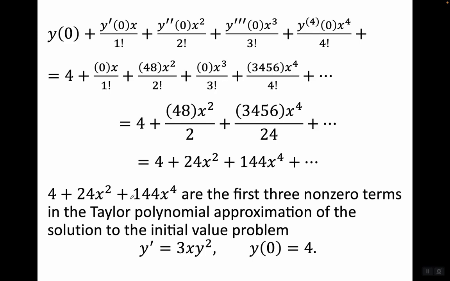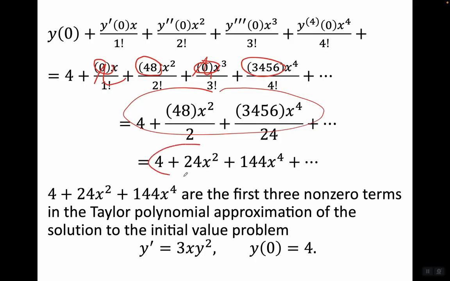So y of 0 was 4, y prime of 0 was 0, y double prime of 0 is 48, y triple prime of 0 is 0. Still don't have 3 non-zero terms. Oh, and we're done. So this is going to be our third non-zero term. Just ignore the terms that are 0. We're not going to count those. So we end up with this. Simplify a little bit. We end up with 4 plus 24x squared plus 144x to the fourth.